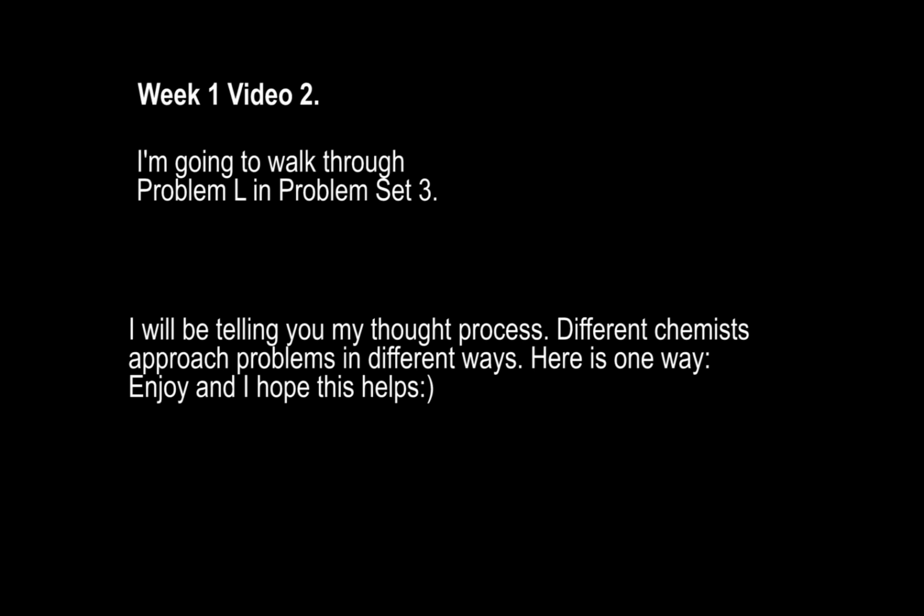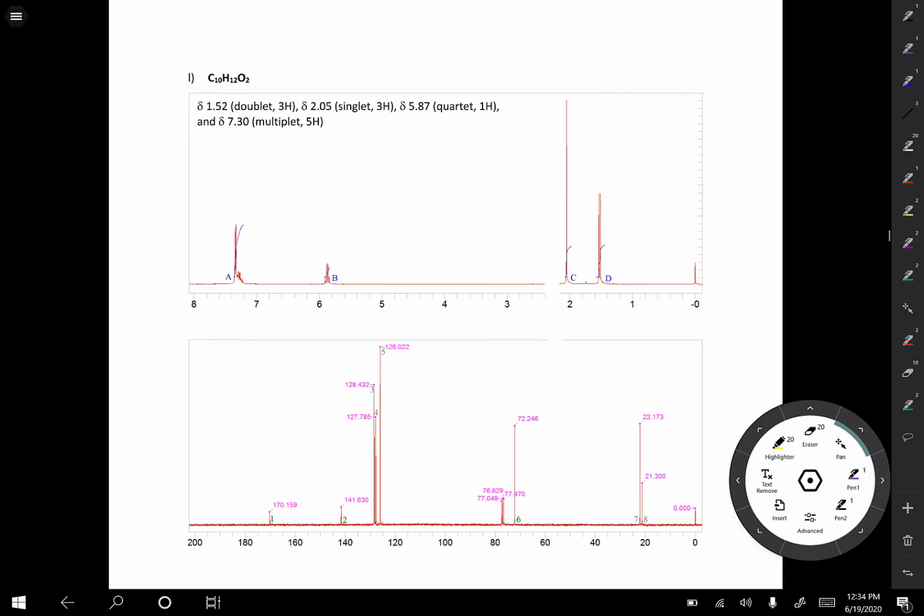Okay, we are looking at problem L in the Unit 1 problem set 3, mass spectrometry and spectroscopy. So let's dive in here. What we want to do, first, is just look at the molecular formula. I'm going to walk you through the steps of how we're solving these problems. This is going to be really reminiscent of something you're going to do on the quiz on Monday.